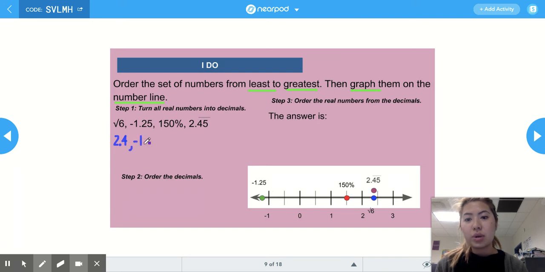Negative 1.25 is already in decimal form. We have to convert 150% to decimal form. So all we're doing is moving our decimal point, which is at the end of the 150, 2 places to the left. So it becomes 1.50. And then 2.45 was already in decimal form.